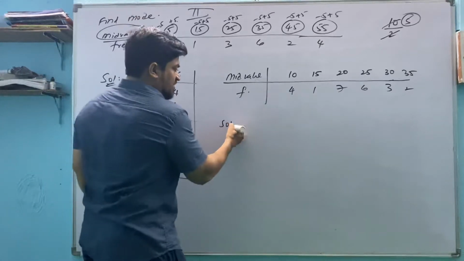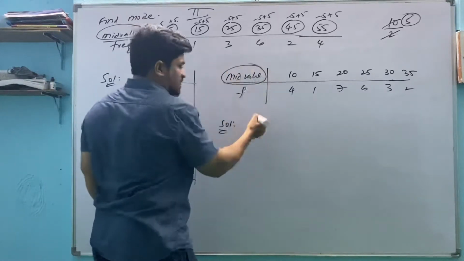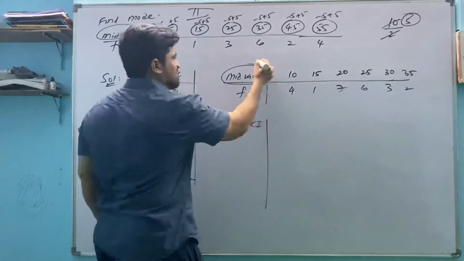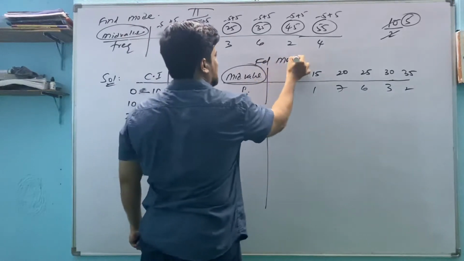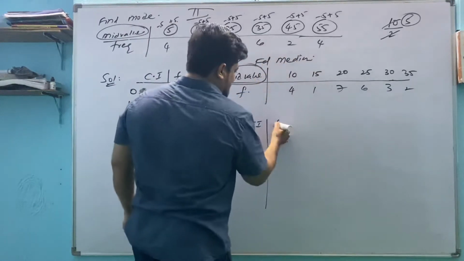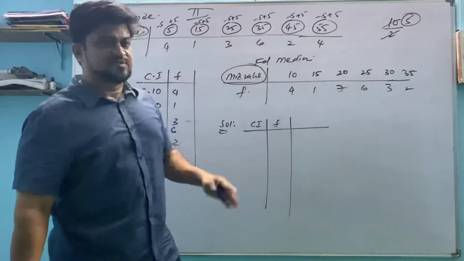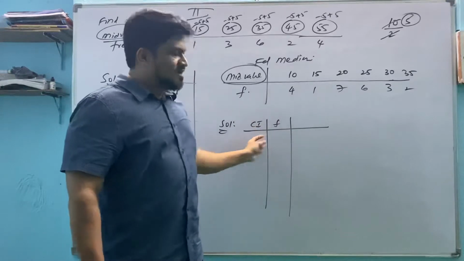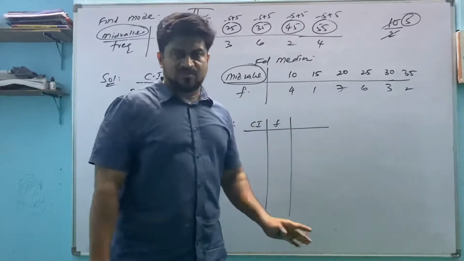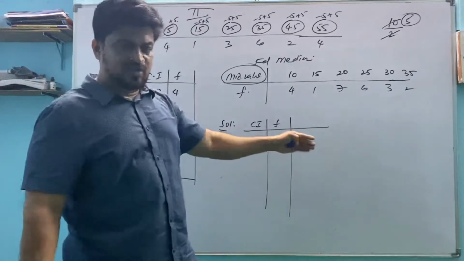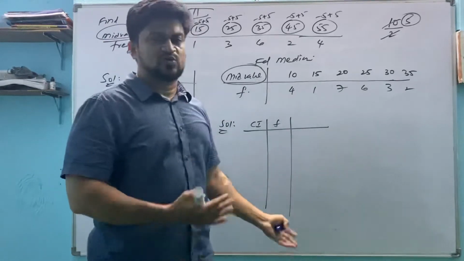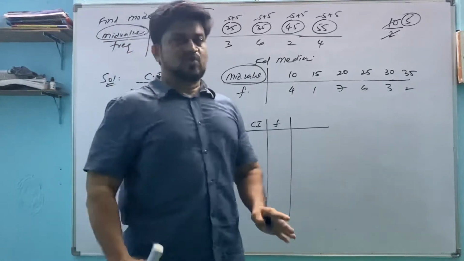But in the solution, seeing the mid value, you should write class interval. Whether they ask you to find mean, median or anything, write class interval and frequency, then you should know the process. If it is median, the next column is CF, then you do all the calculation: adding the frequencies as it goes on, then finding n by 2, then the median formula. Everything you need to remember.